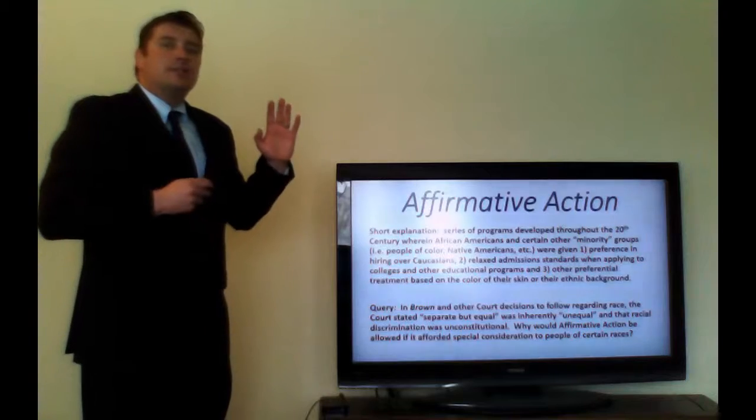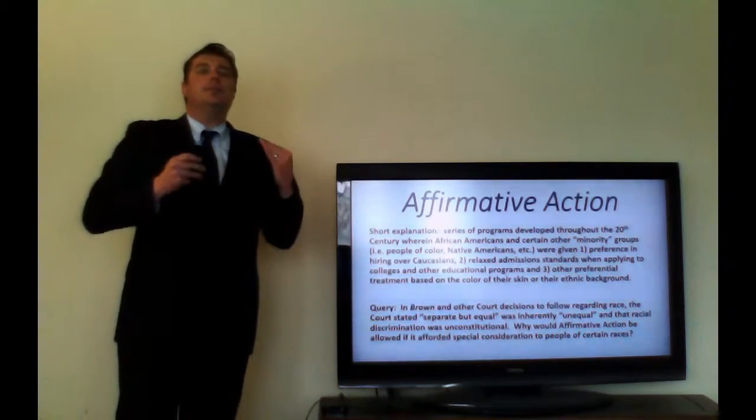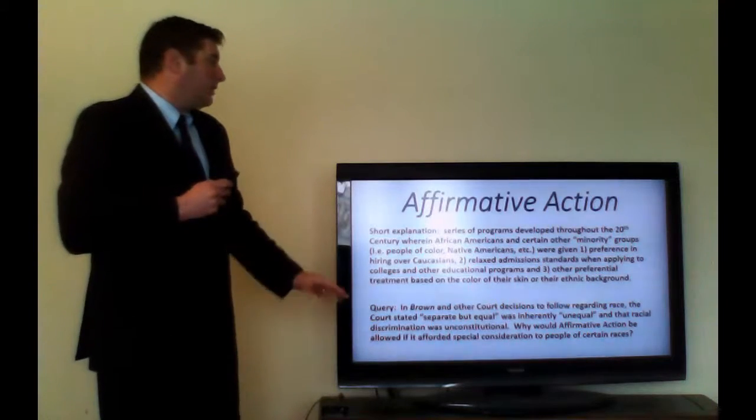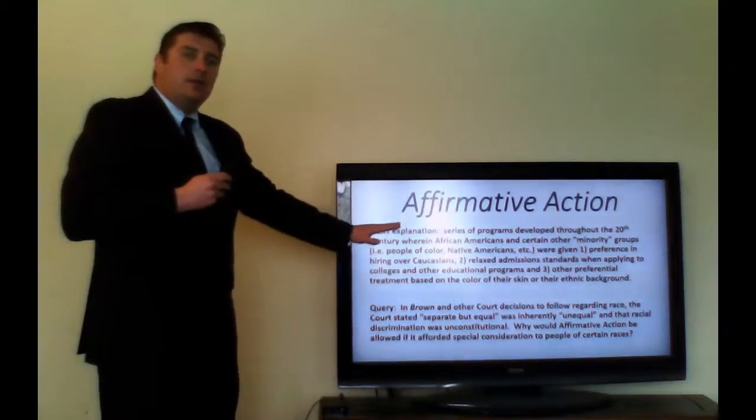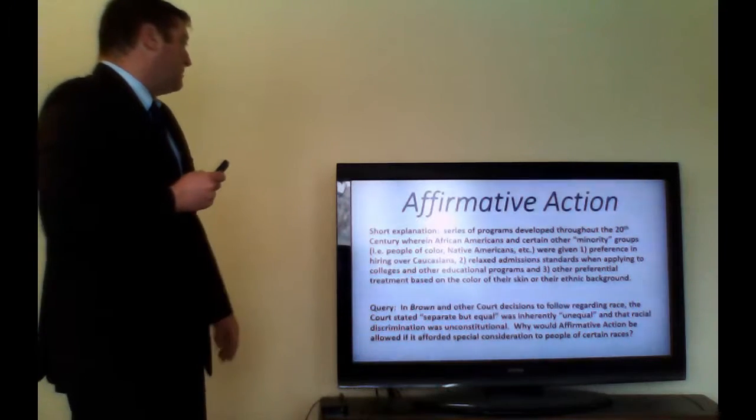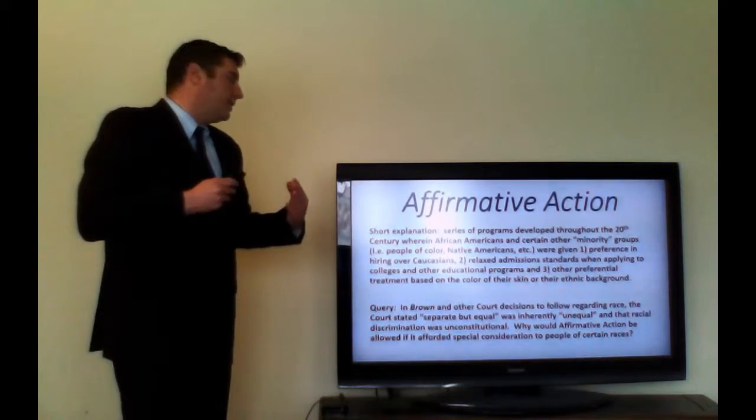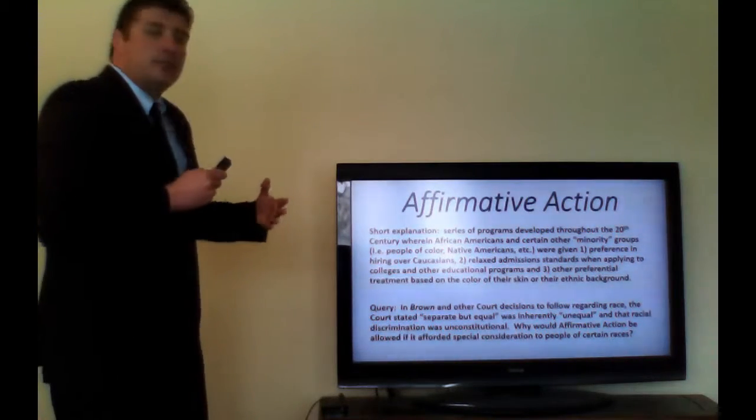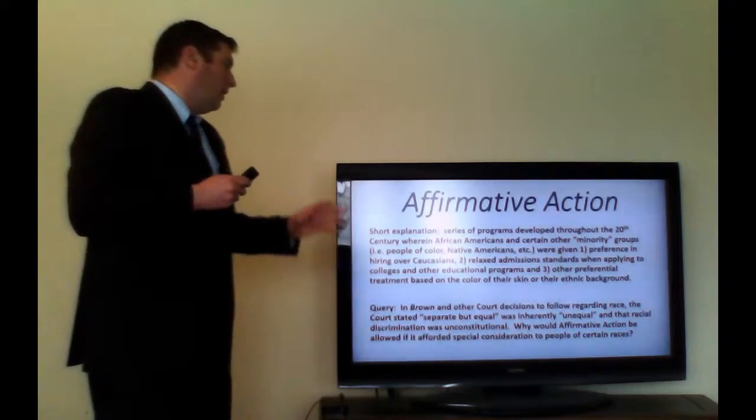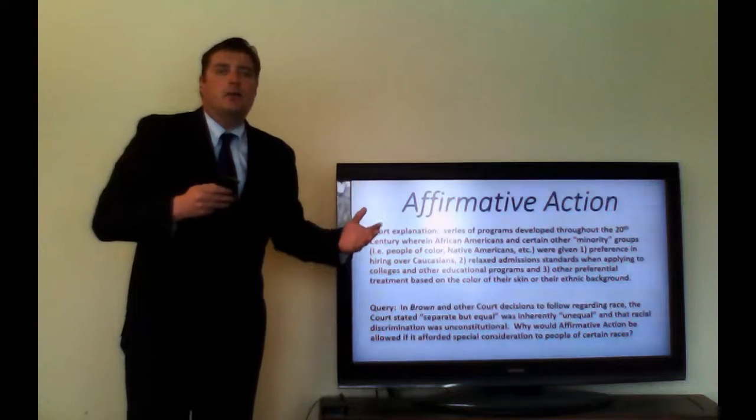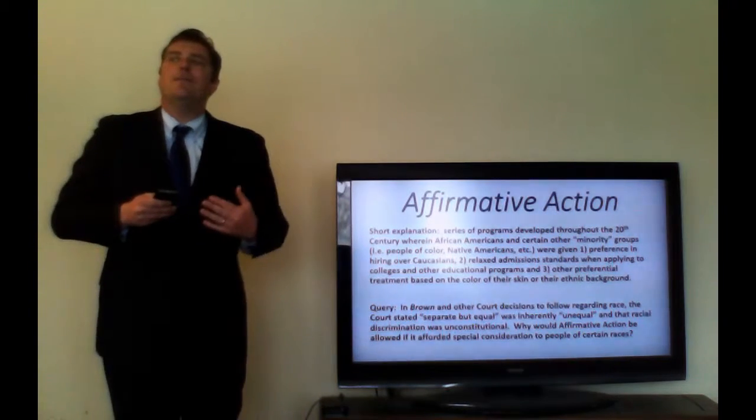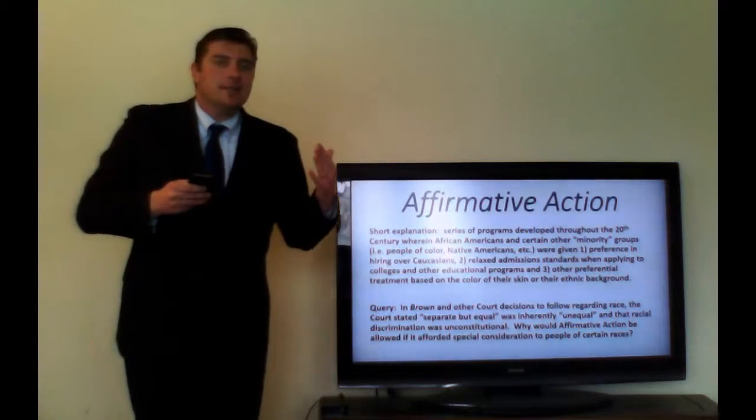Now, Brown versus Board was an outstanding decision, but it really drew into focus what happens when you have decades worth of unequal treatment that have been condoned by the law. And so, in response, the country began to develop a series of policies that are known as affirmative action. The short explanation, of course, is that it's a series of programs developed throughout the 20th century wherein people who were in minority groups would at times be given preference in hiring over Caucasians, might have relaxed admission standards for colleges, and given other sorts of preferential treatment based on the color of their skin or their ethnic background. And if you think about it, and certainly a lot of people have made this argument, that could in and of itself be considered to be discrimination based on race.